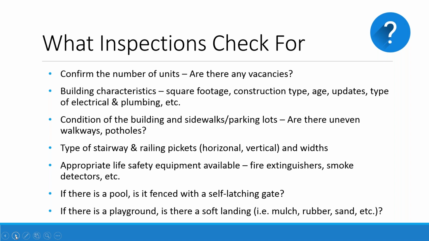And then, as I had mentioned, if they have a playground, we want to make sure there's a soft surface underneath it. It can be any soft surface: mulch, rubber, sand, as long as there's something soft in there. It's not just straight concrete, because I'm sure you all know falling straight down on concrete would probably not feel the greatest. All right.